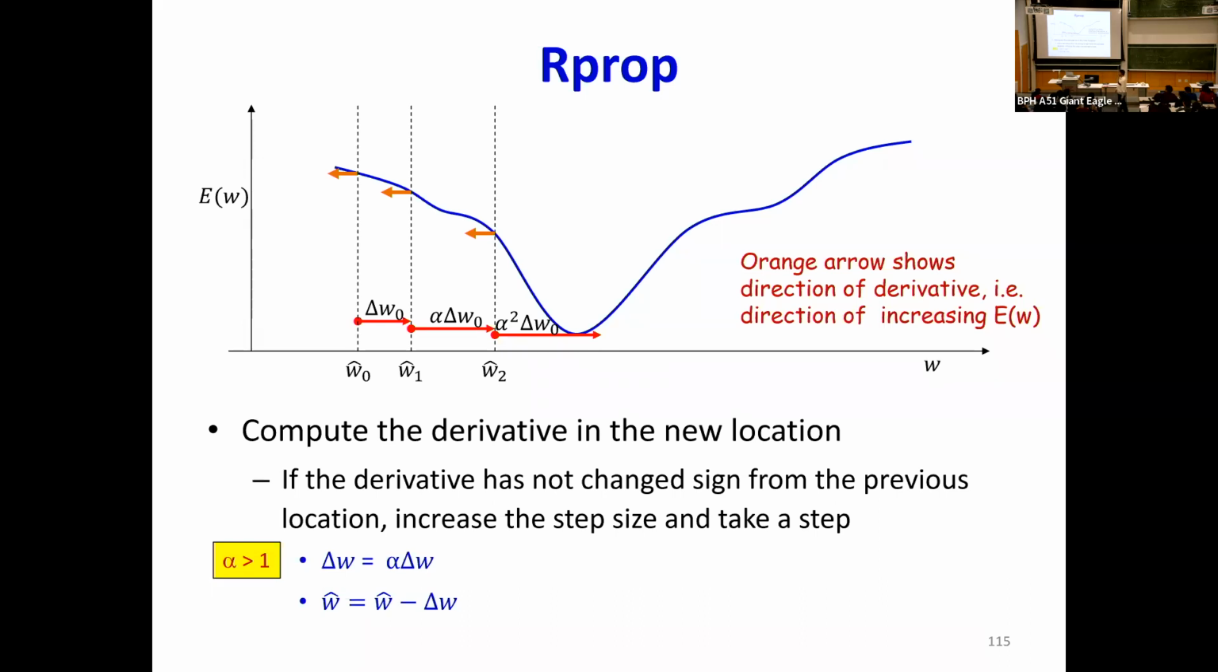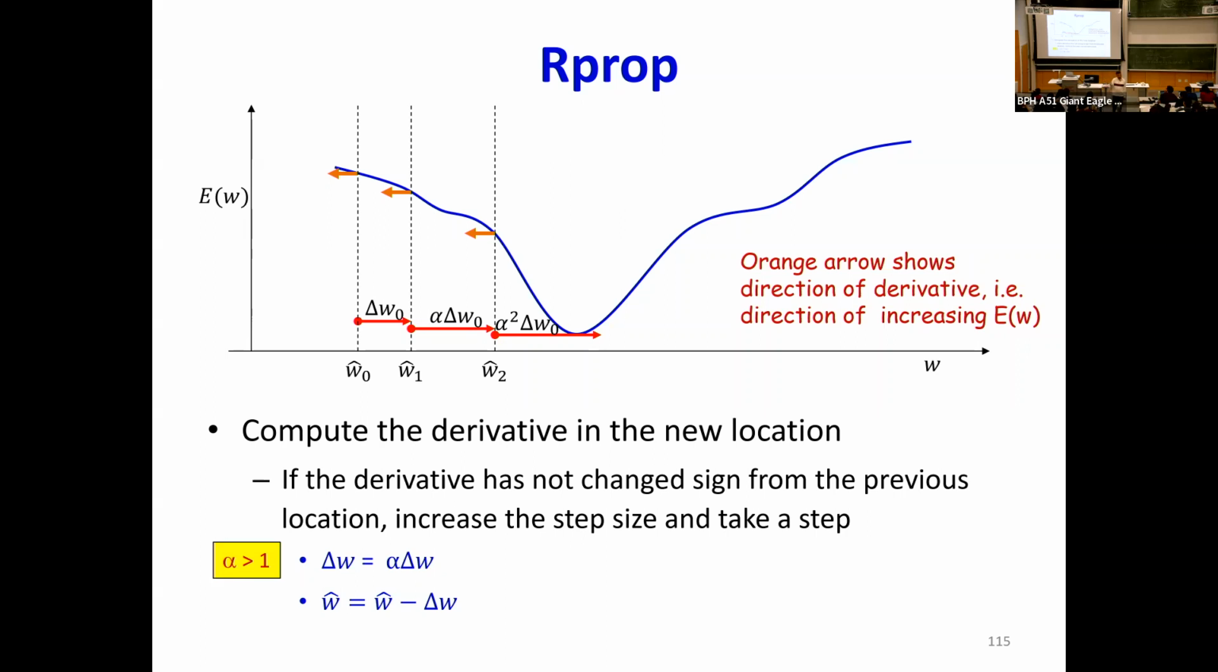But then eventually you're going to arrive at a situation like this, where you took a step, and your step took you beyond the minimum. And so now if you inspect the derivative, the sign of the derivative would have changed. If the sign of the derivative has changed, then what would you do? You go back to the previous place and take a smaller step, right? So whatever the step was, you go back there and multiply the step size by some factor beta, which is less than 1, and repeat the process. And eventually you're going to arrive at the minimum, right?